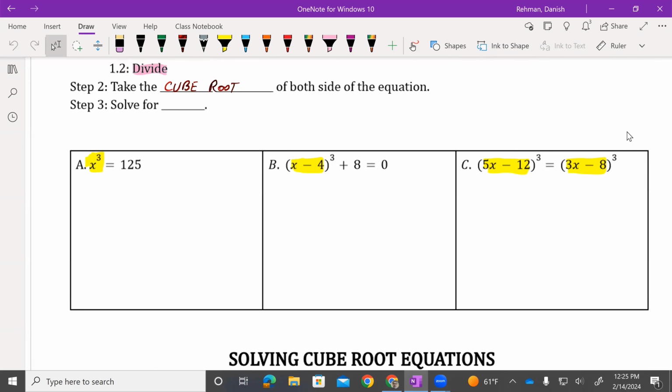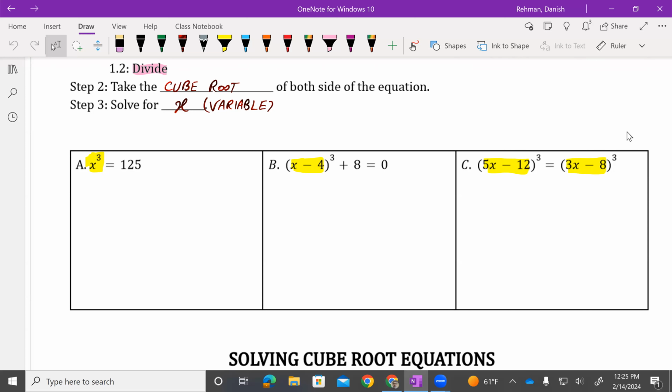Now, the third step to solve this is simple. Solve for x, or solve for the variable. The variable here is an x in every single case. But if you have any other expression other than x, you will use that. So x is a variable here, right? Now, let's do it. Which question do you want me to solve? A, B, or C?